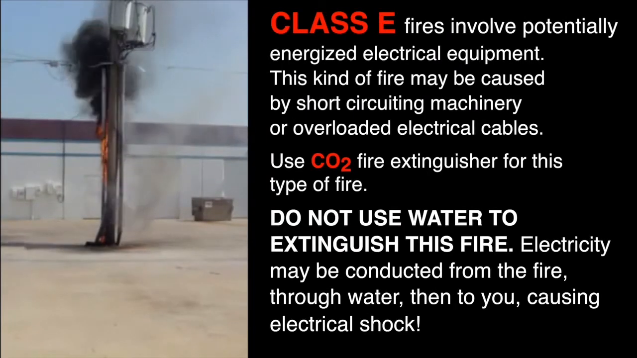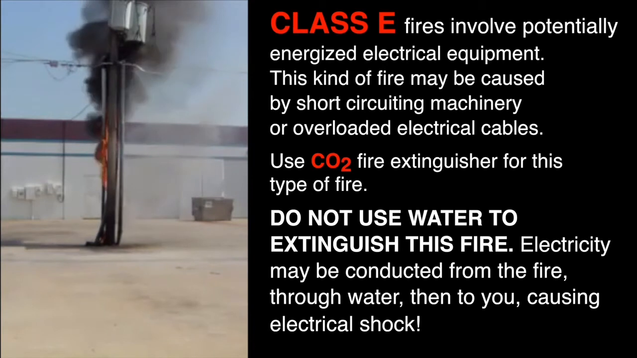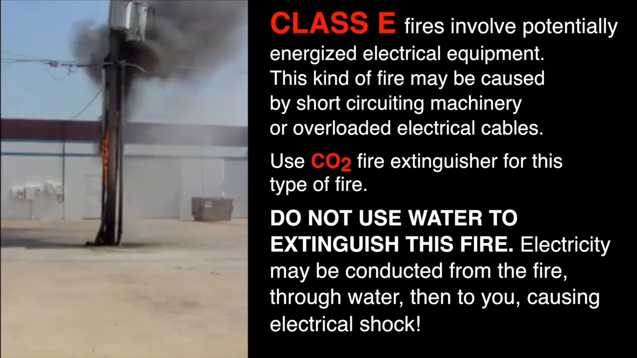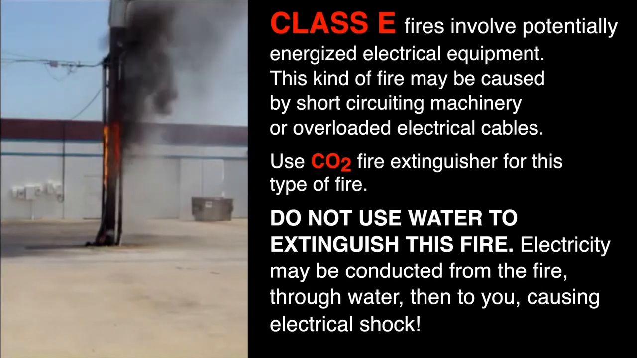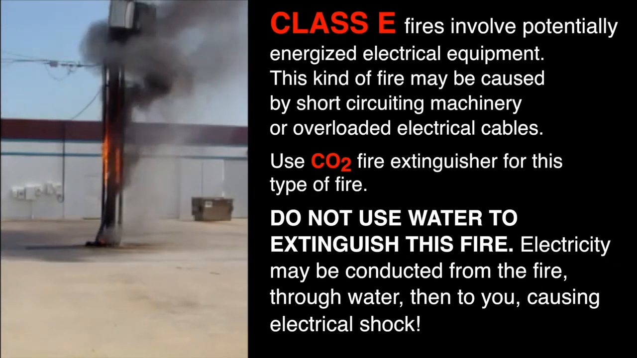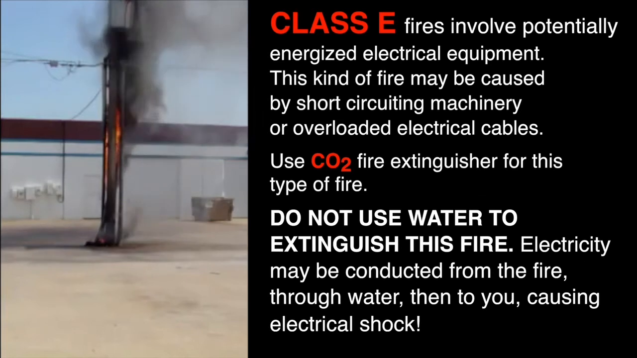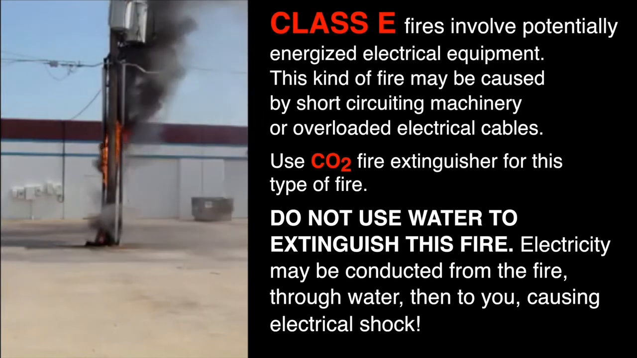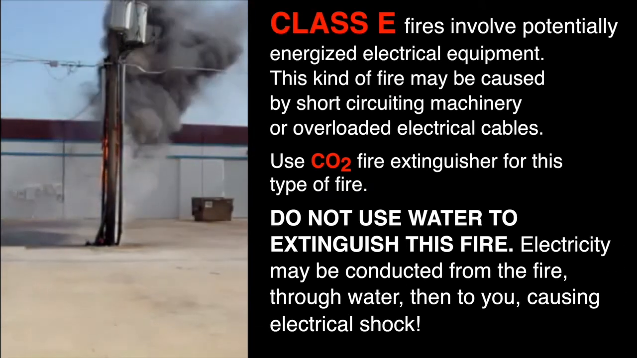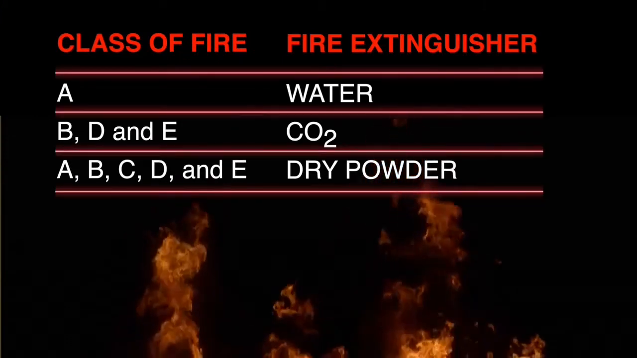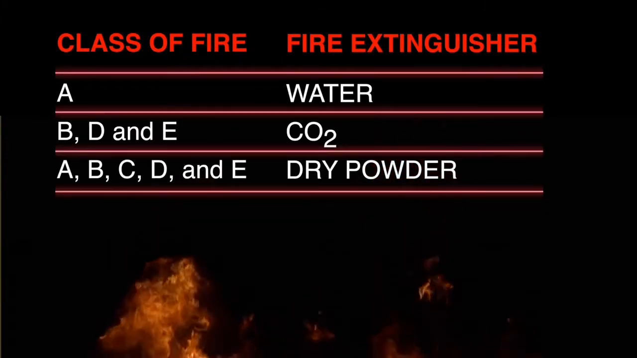Class E fires involve potentially energized electrical equipment. This kind of fire may be caused by short-circuiting machinery or overloaded electrical cables. Use CO2 fire extinguisher for this type of fire. This table shows the class of fire and the fire extinguisher used to fight it.